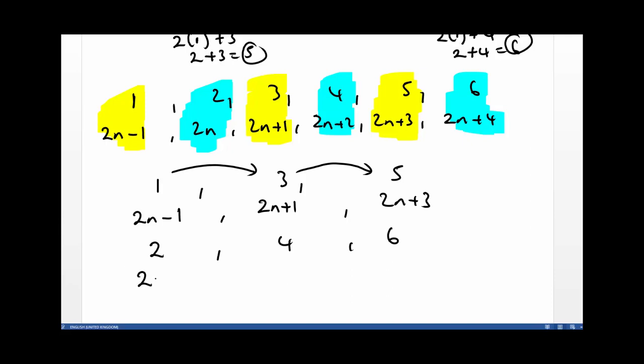We know that 2 can be written as 2n. We know that 4 can be written as 2n plus 2. We know that 6 can be written as 2n plus 4. What we've got here are consecutive even numbers. And we've done the exact same here.